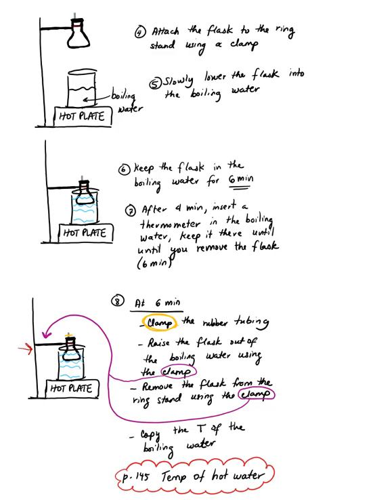It's the clamp that you're using to connect the flask to the ring stand. So that clamp is a big clamp, and that's the one you're using to move the flask around. You're going to remove the flask from the boiling water, all the way out of the ring stand, and keep using that clamp to move it. At some point, please record the temperature of your boiling water. Write it down in your lab book, page 145.